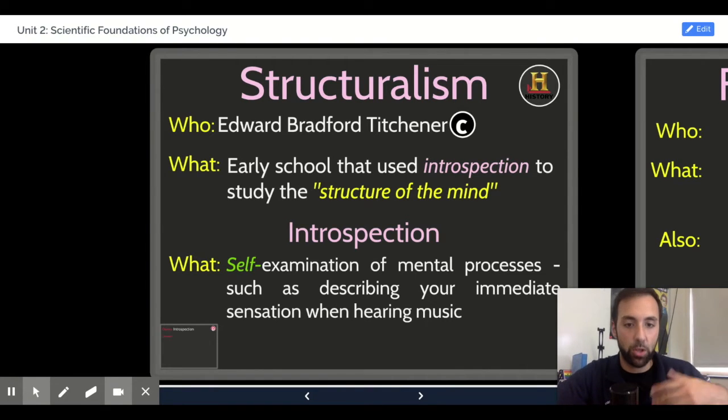Again, whether that's music or a picture or a smell, he was hoping to put together, piece by piece, the structure of the mind with these consistent reactions. The problem with structuralism and the problem with introspection really is quite obvious. It's that each individual person might react a certain way to a different stimulus, and as a result, there weren't quite as many consistencies between participants as Titchener really would have wanted.